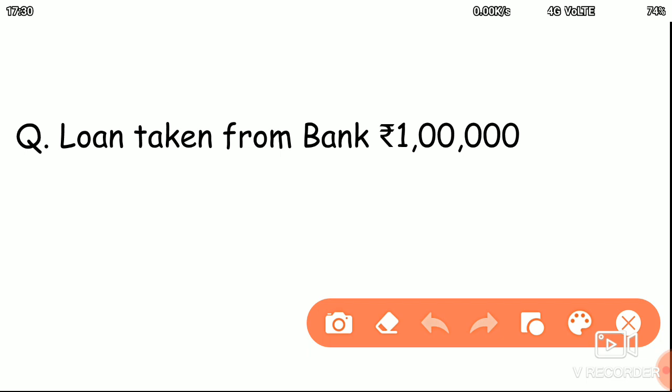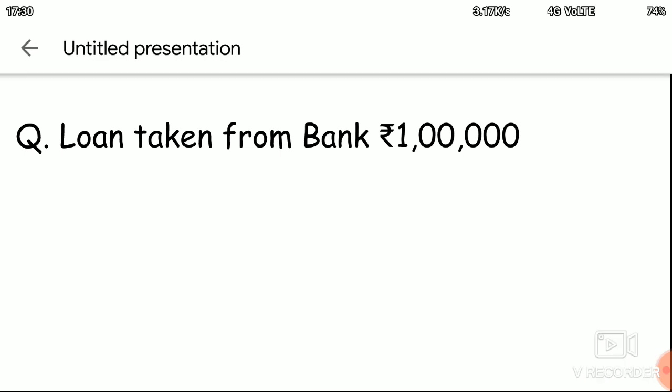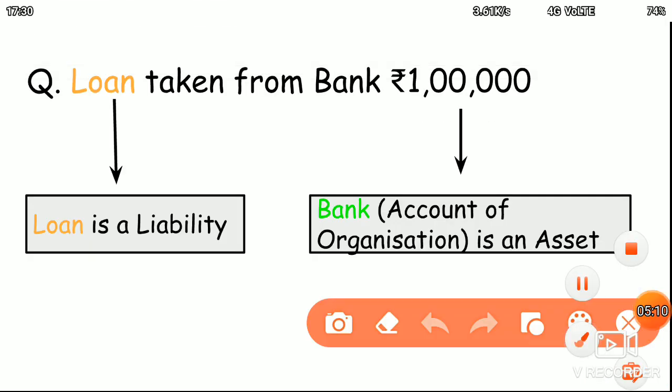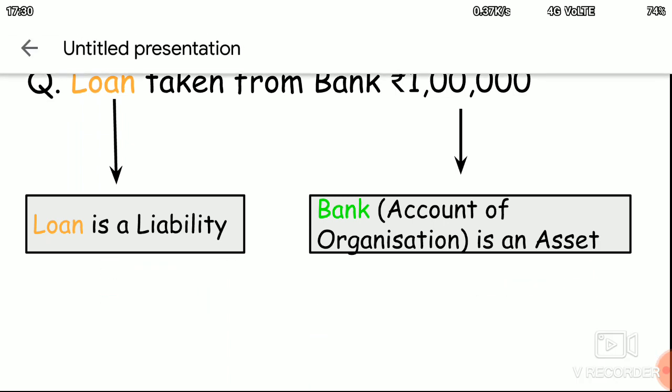Here there will be two accounts which will get affected. One is the loan account and the other is the bank account. Now, loan is a liability for the business. On the other hand, the bank account of the organization, where the business is receiving the cash from the bank, is an asset for the organization.